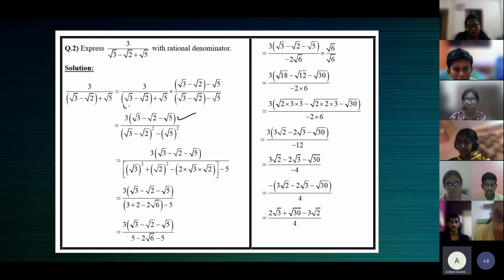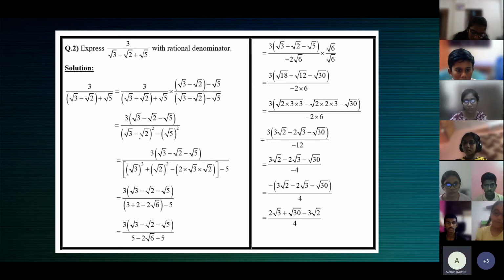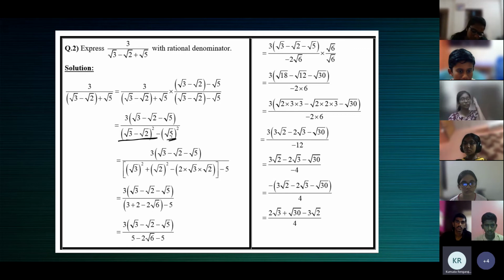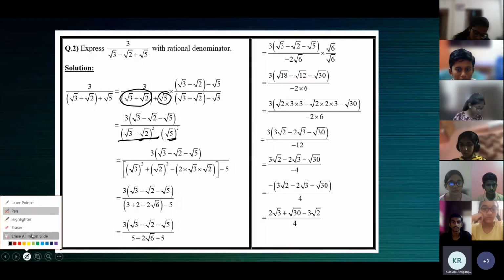In the denominator, this is A, this is B. This is plus, this is minus. So we have A plus B into A minus B, which is A square minus B square. This is A, and this is B. So A square minus B square. Here, A square: root 3 minus root 2 is A, and B is root 5, so root 5 is the whole square. This one is A, so square it. Minus B square, by the identity. Root 5 is B, so B square, because the denominator is like A plus B.